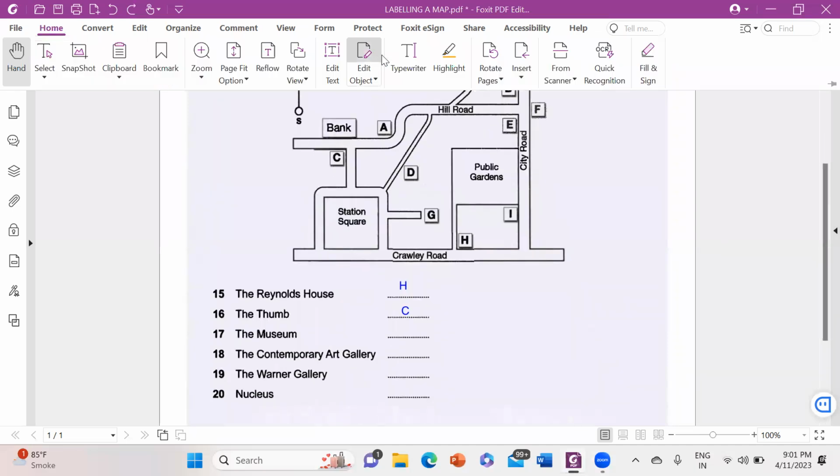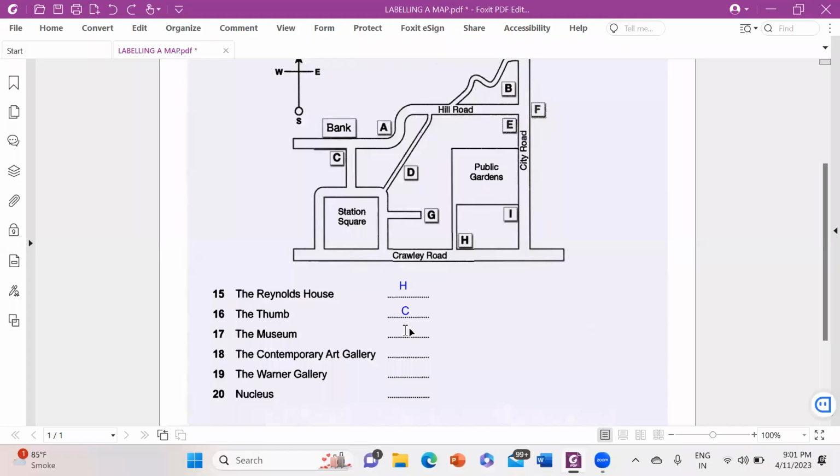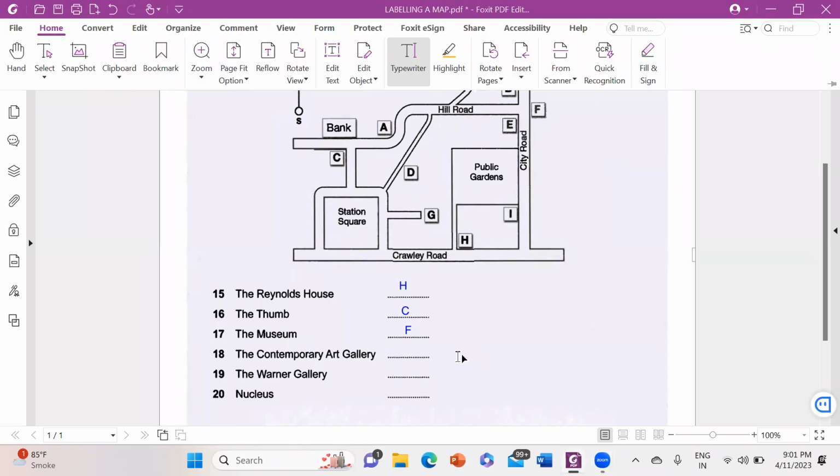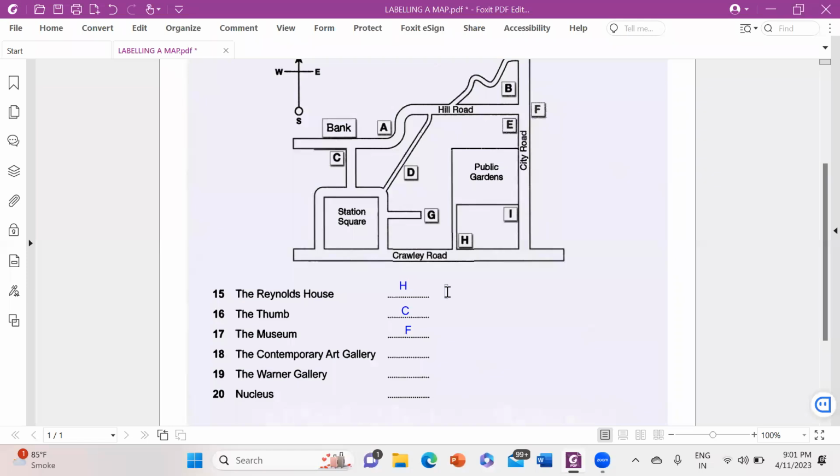So let me write down over here. Answer is F. Guys, what about question number 18? The Contemporary Art Gallery. What do you think about that? Again, I'm getting two answers. Some are saying G, some are saying D. So let us try to find out what they said for 18.